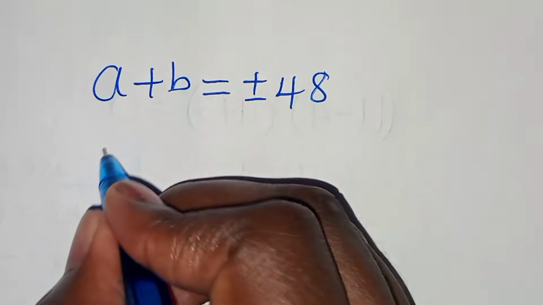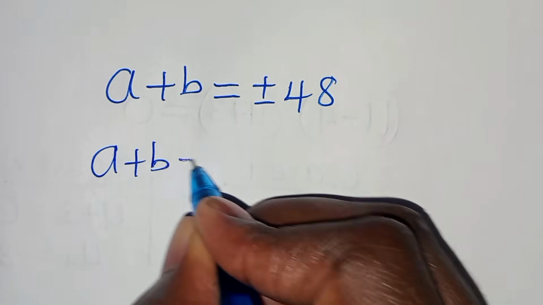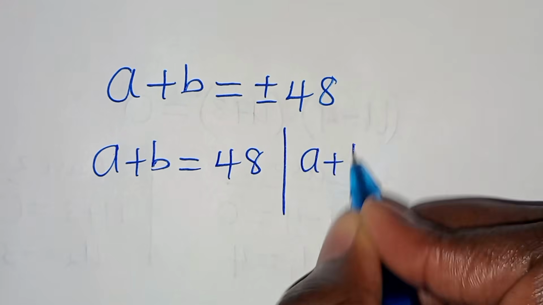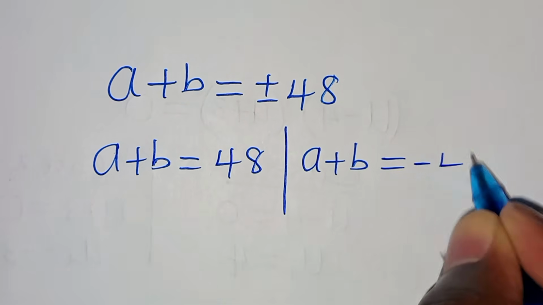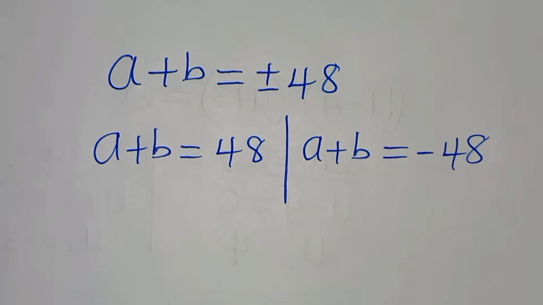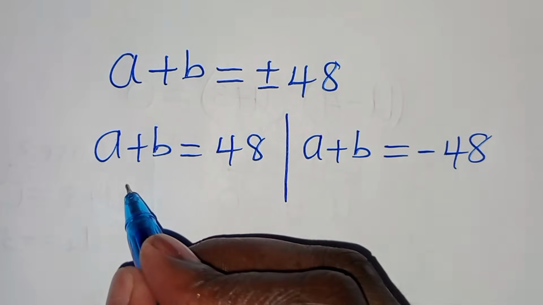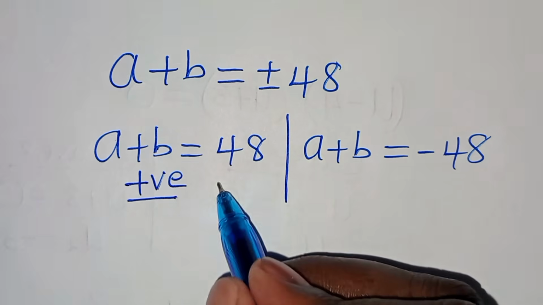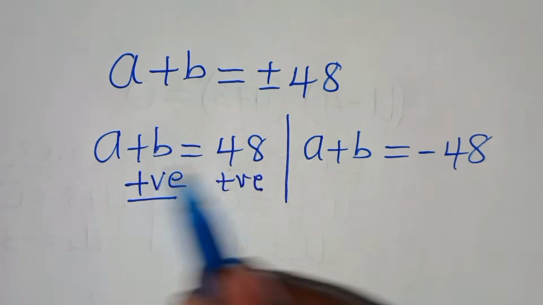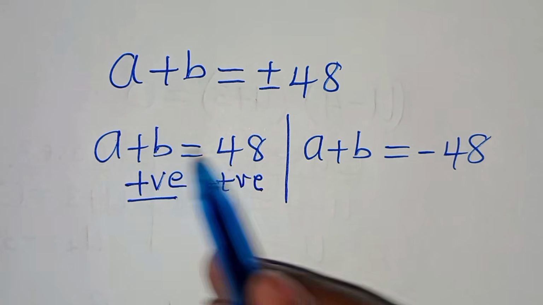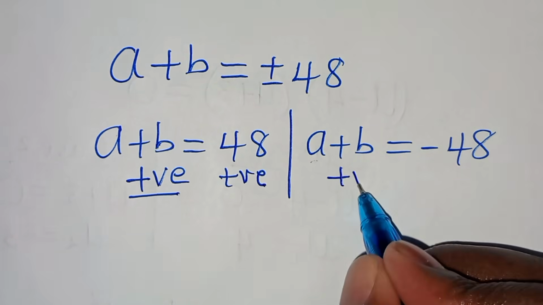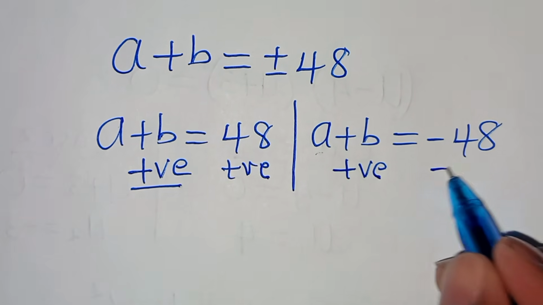Now we have that a plus b is equal to 48, and we have that a plus b is equal to minus 48. In the first case, a plus b gives us a positive value, and 48 is also positive. So from here, we can proceed to solve for the values of a and b.